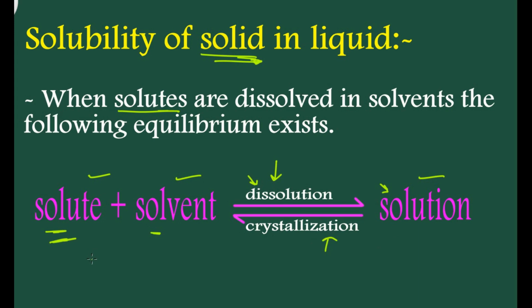You should be familiar with the example when a sugar solution is heated continuously, the water will evaporate, and what will remain in the end is sugar. Sugar will not evaporate. This is crystallization, right? Now, this is the simple equation. Solute plus solvent on dissolution gives solution, and solution on crystallization gives solute plus solvent. Now, let's move ahead.